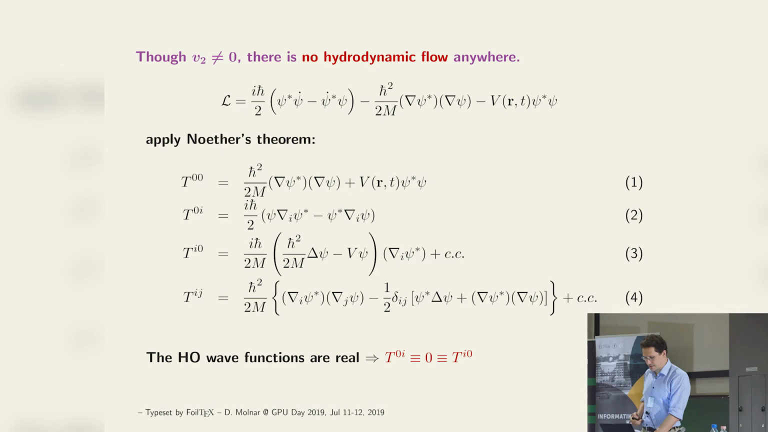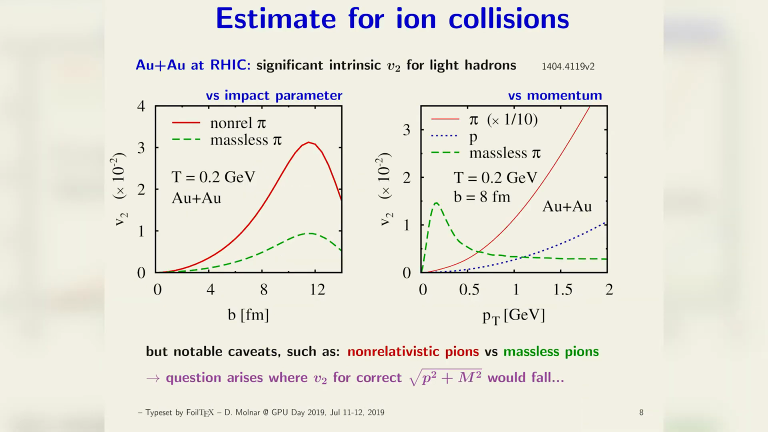Okay, so how large is this effect in actual experiment? You have to make an estimate. So you have to adjust the trap size and basically the trap parameters to give you a system which has roughly the size that we form in heavy ion collisions. We did this matching for gold-gold collisions at the Relativistic Heavy Ion Collider. This is V2 that we get from this effect as a function of impact parameter. For pions, non-relativistic calculation, it goes up to about 3%. This is percent scale. And then it drops, so it's a few percent effect.